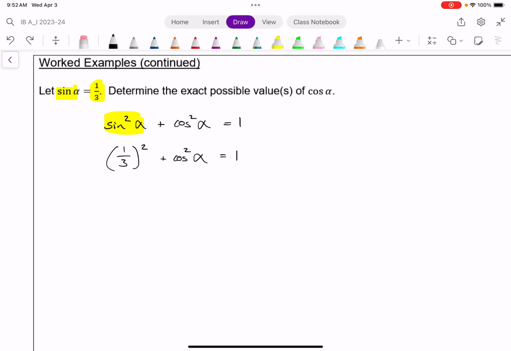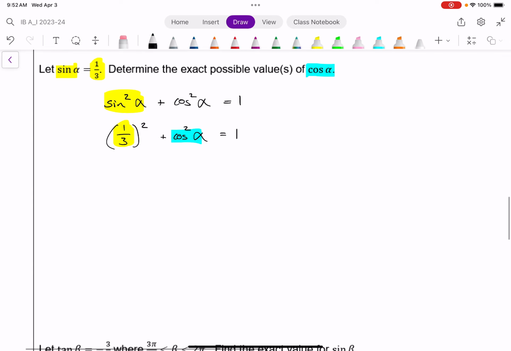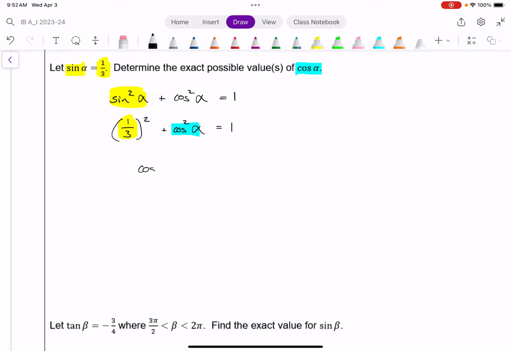That's not a highlighter. There we go. All right, hopefully we can now realize, okay, if we're trying to solve for cosine of alpha, well, we want to isolate that. It shouldn't take us too long. First, 1/3 squared is 1/9. And let me subtract that from both sides. I pretty quickly get to cos squared of alpha equaling 1 minus 1/9, which is 8/9.